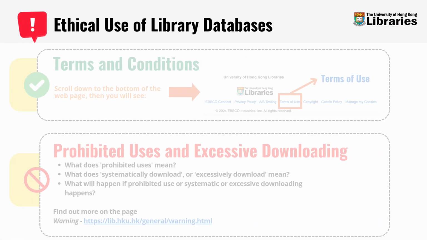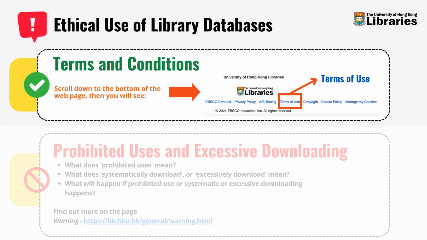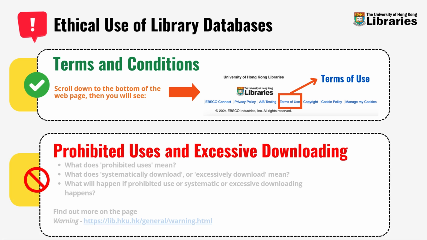It is critical to understand the ethical use of library databases, especially when accessing resources through Interlibrary Loan. HKU Libraries' electronic resources are subject to license agreements with publishers. Every library database has terms and conditions, typically found via a Terms of Use link at the bottom of the database webpage, like in EBSCO. These outline your rights and responsibilities as a user, and you should review them to ensure ethical and legal resource usage. Let's go through the commonly asked questions regarding prohibited uses and excessive downloading.